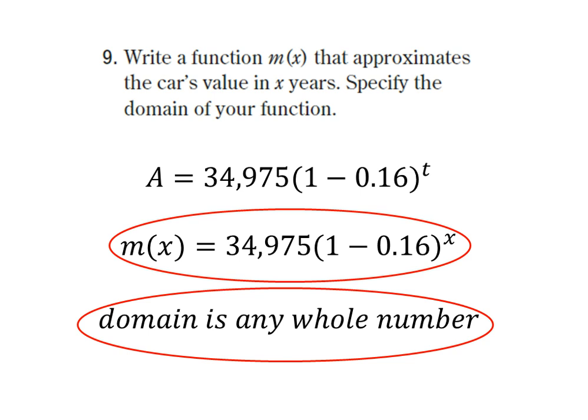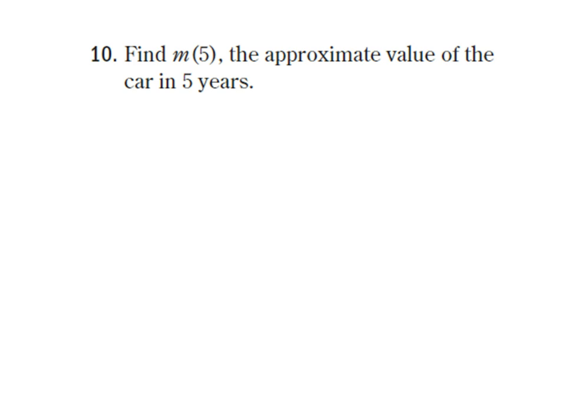We can't go back to the year 2000 and see that the car is worth maybe $80,000. It doesn't make any sense for a car to be worth more than what it's worth before it even exists. So it has to be any whole number is the domain, because the only numbers we can plug in for x that would make any sense for the context of this equation have to be a positive whole number. And number 10, we're going to find m of 5.